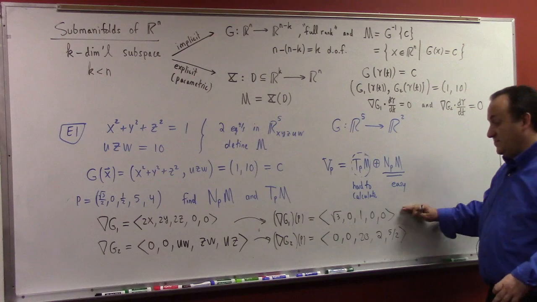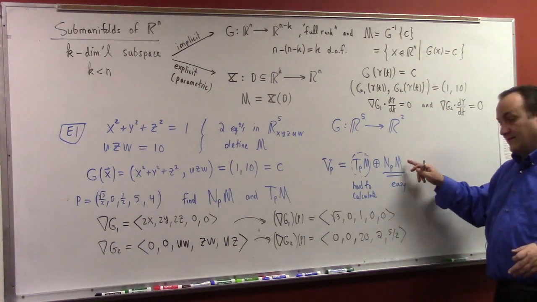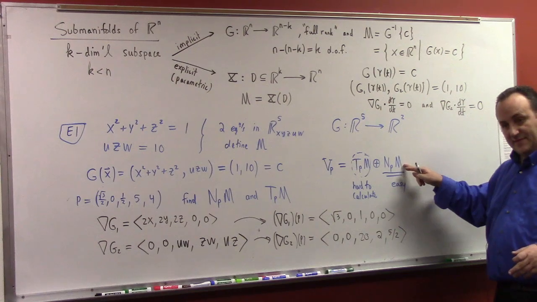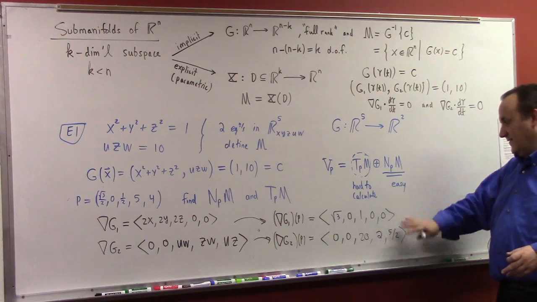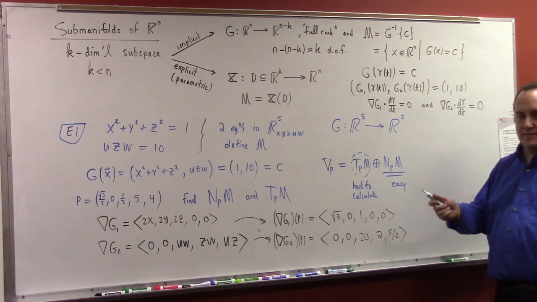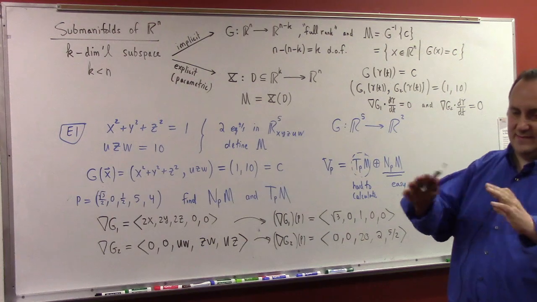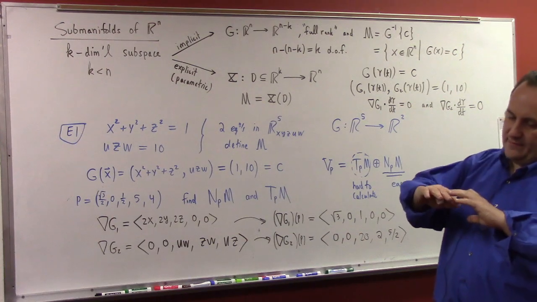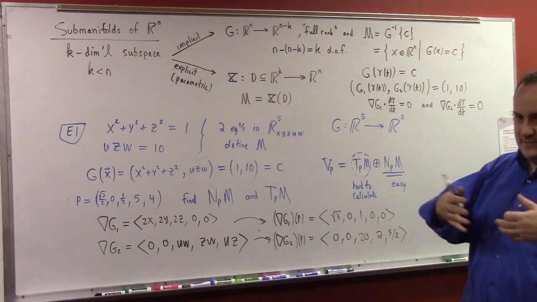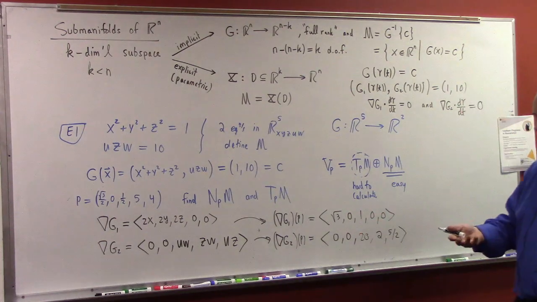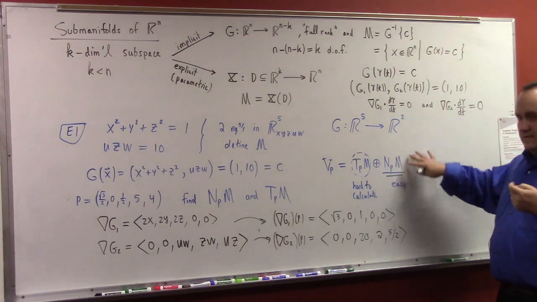So the span of these two is the normal space at P in this 5-dimensional space. Like these two, the normal space is 2-dimensional. Because the subspace we're looking at is 3-dimensional, the total dimension has to be 3 plus 2 is 5 in our context. And the span of these two fills out the normal space.